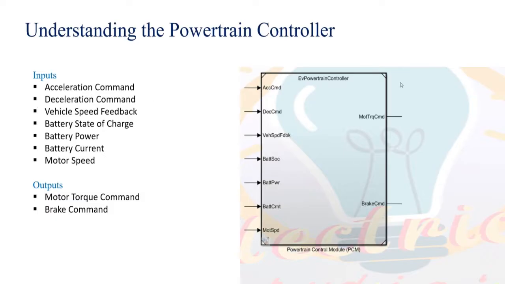So whether the driver has applied the brake or not. If he has applied the brake, how much percentage of the brake has been applied? 10%, 20%, 50%. So the brake command is coming from the deceleration command, and the acceleration command is coming from the accelerator pedal. And the vehicle speed feedback, where is it coming from?